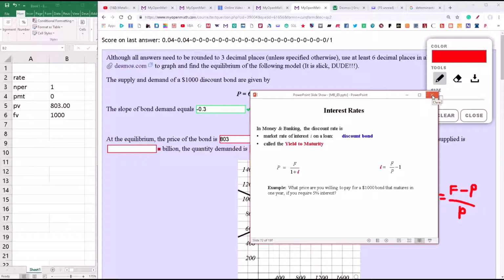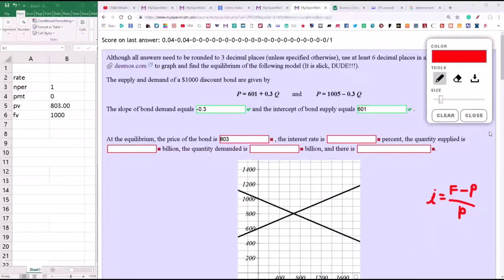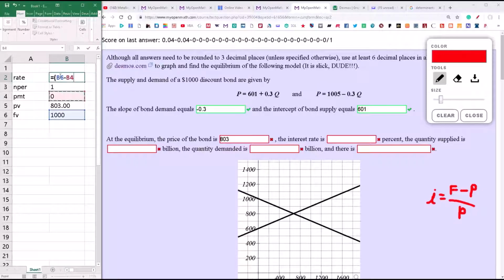Okay, so that's one way to do it, or we could do the rate equation, and I'll show you that too. So we could do it this way: equal the face value minus the price, divided by the price. And we get 24.53%. It looks like we want 3 decimal places though.